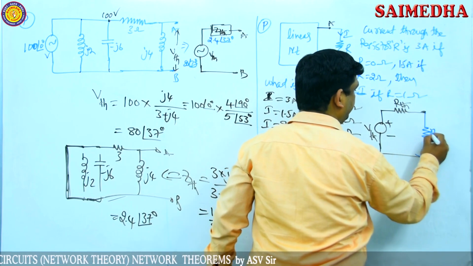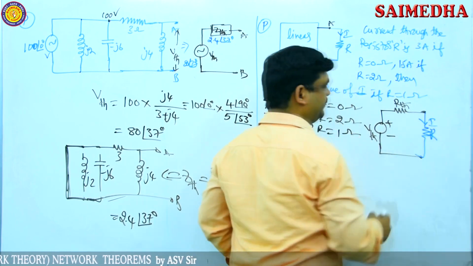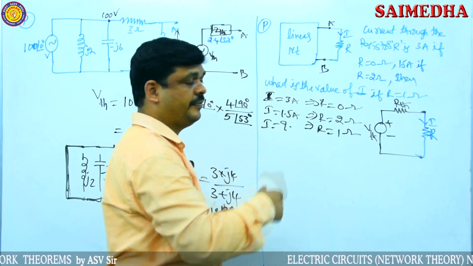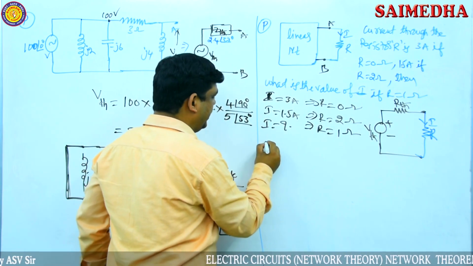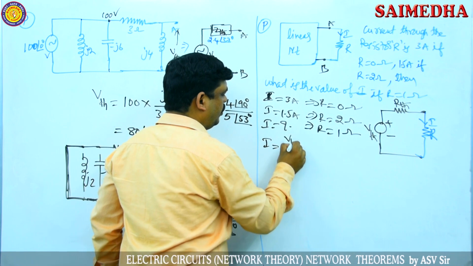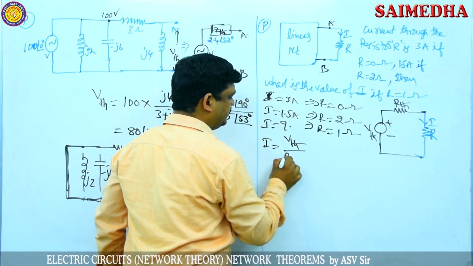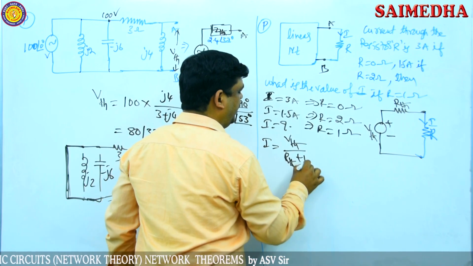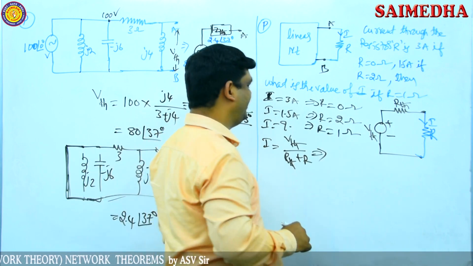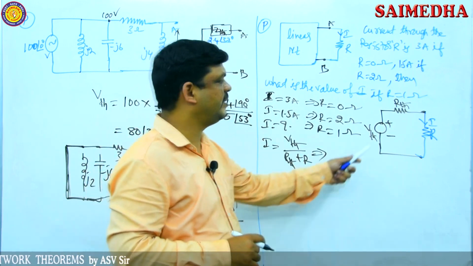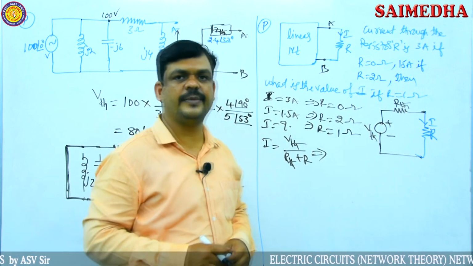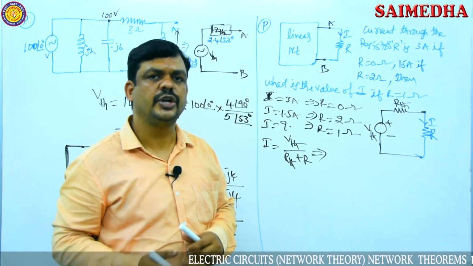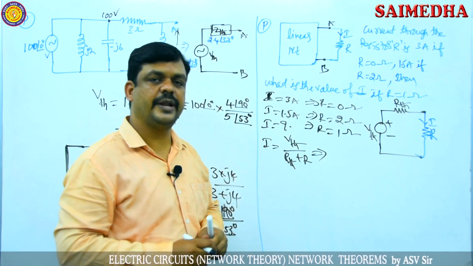Then we want the current I. From this circuit diagram, the current I equation is total voltage by total resistance, that is V Thevenin by R Thevenin plus R, because these two are connected in series combination. Current is equal to total voltage by total resistance. I wrote this formula now.